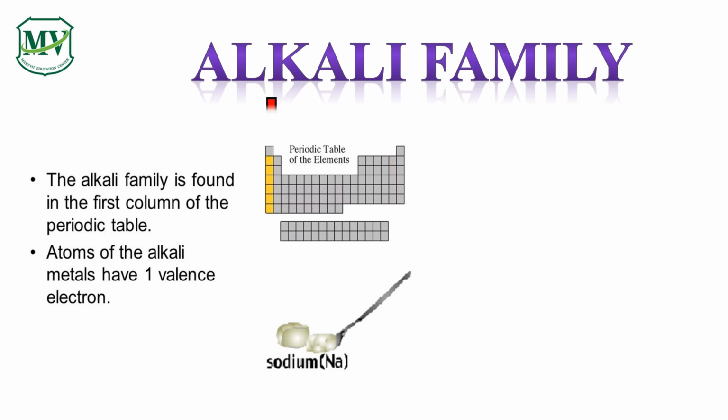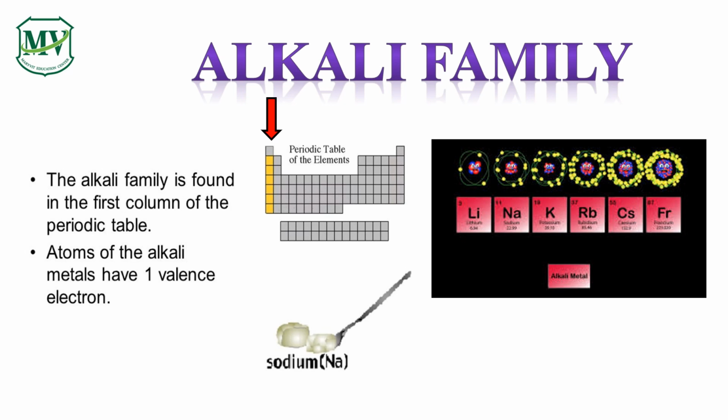Right. The alkali family is found on the first column of the periodic table. They have 1 valence electron. Can you give the names of the elements that belong to the alkali family? Excellent! Lithium, sodium, potassium, rubidium, cesium, and francium are all alkali metals.